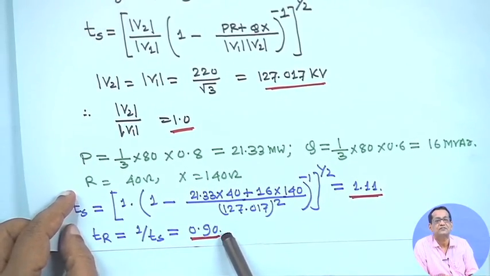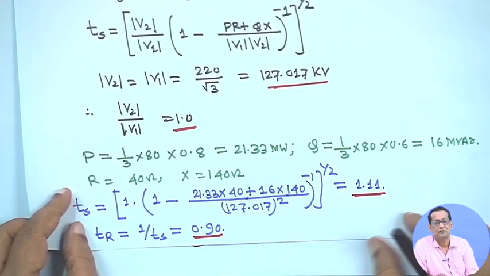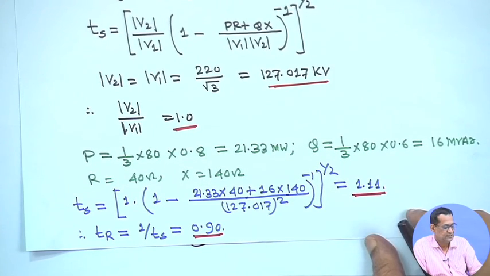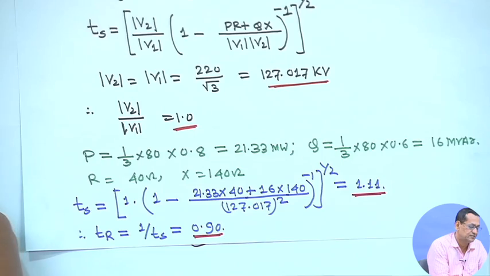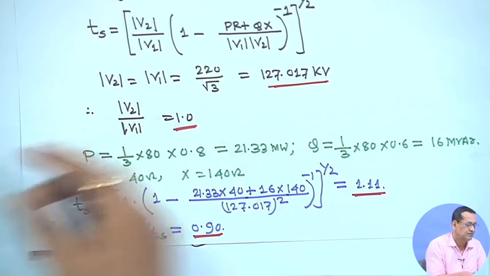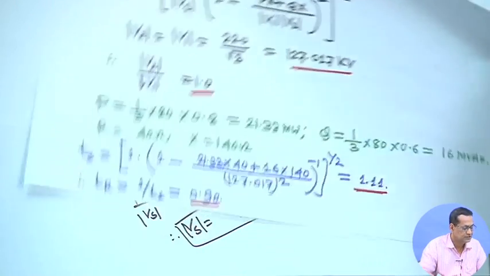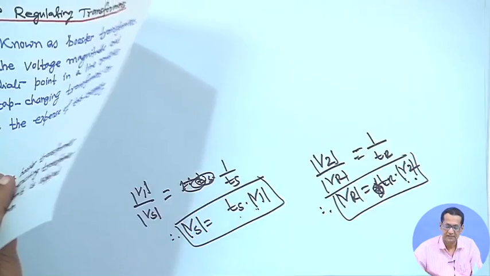This is the tap ratio. These two simple examples we have taken, right. So, this is for the tap changing transformer. Now, next is the booster transformer or regulating transformer.